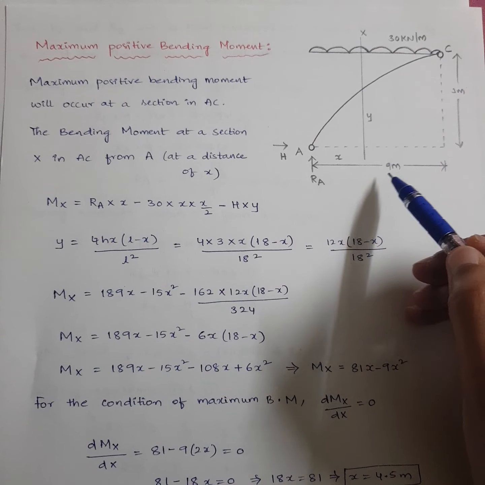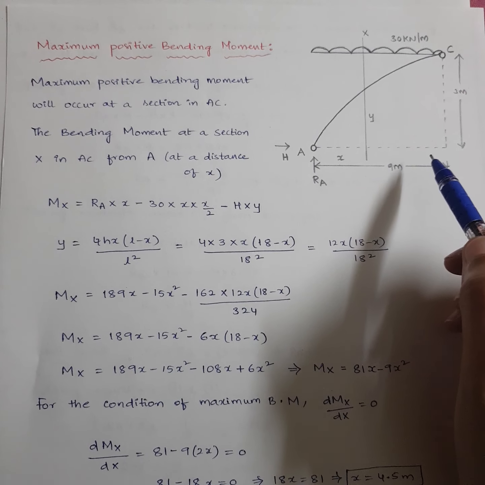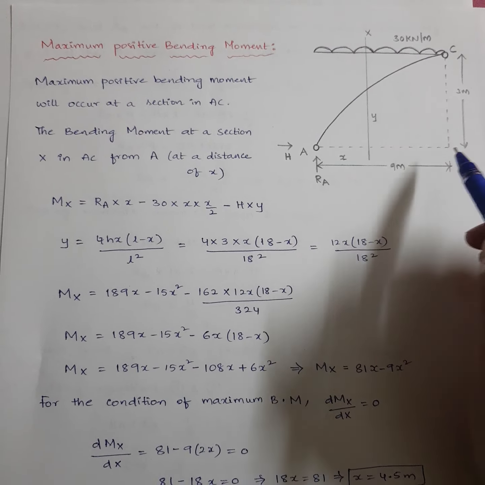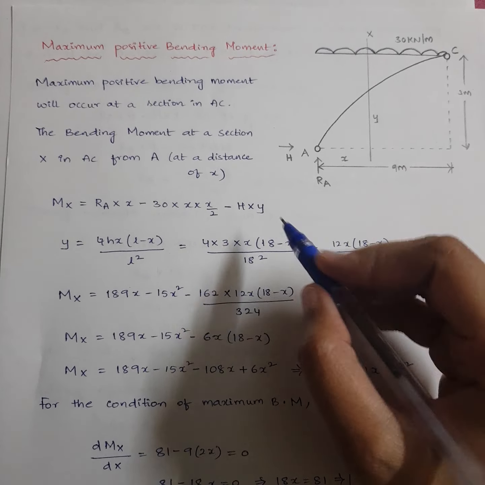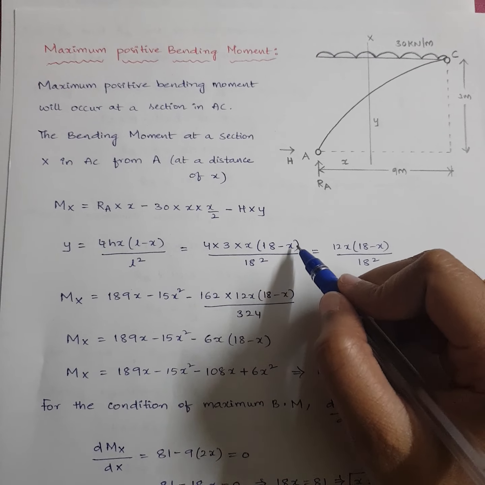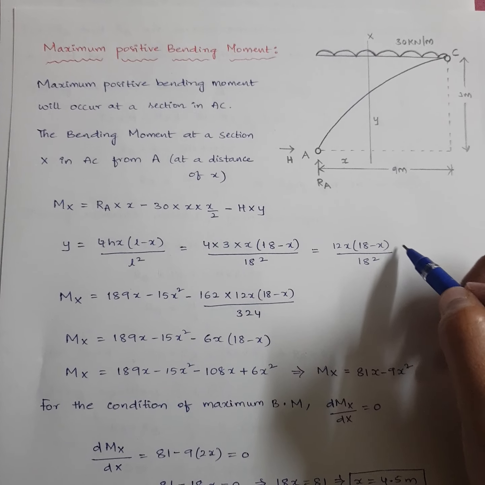So for that, when this half is 9, obviously the other half, the other span, would also be 9. So the total is 18. So into (18 minus x) by 18 square. So you will get this equation.